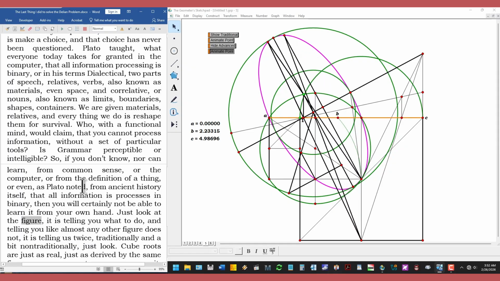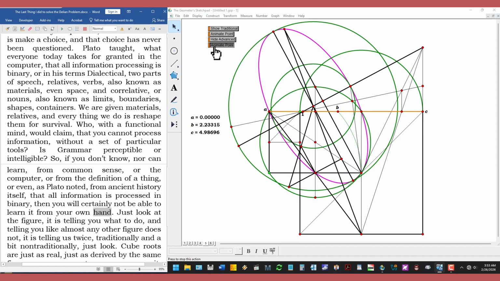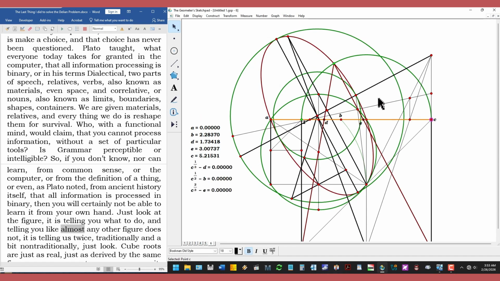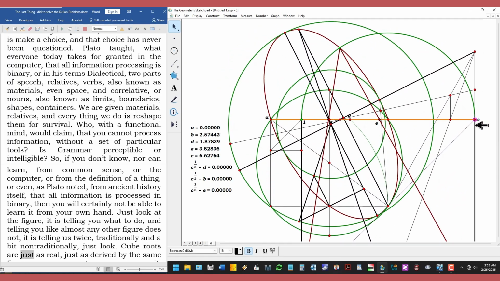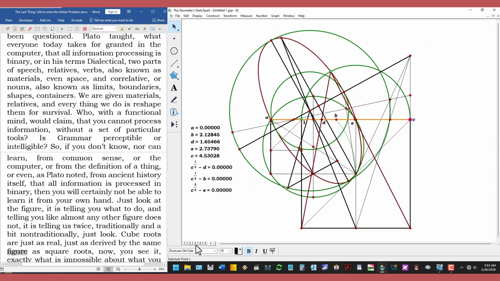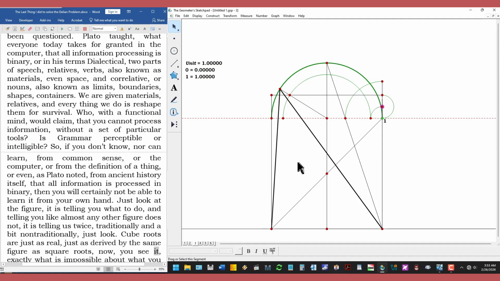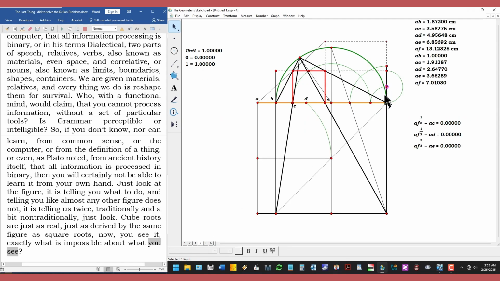Just look at the figure, it is telling you what to do, and telling you like almost any other figure does not. It is telling us twice, traditionally and a bit non-traditionally. Just look. Cube roots are just as real, just as derived by the same figure as square roots. Now, you see it. Exactly what is impossible about what you see?